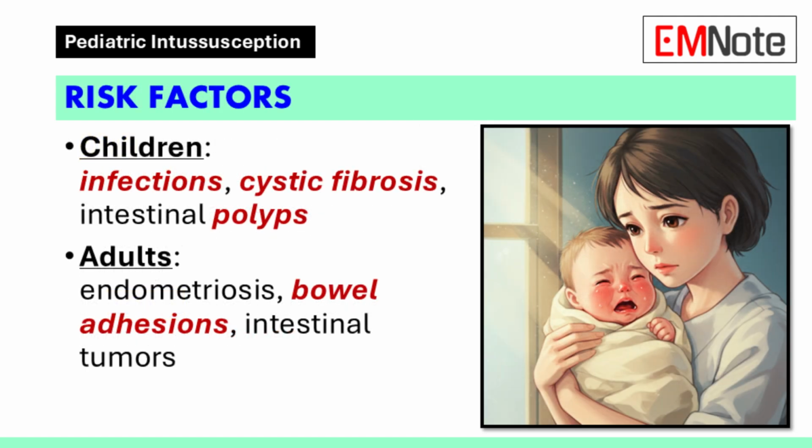Certain conditions increase the likelihood of intussusception. In children, these include infections, cystic fibrosis, and intestinal polyps. For adults, risk factors shift to endometriosis, bowel adhesions, and intestinal tumors. Recognizing these associations helps us identify at-risk patients during assessments.